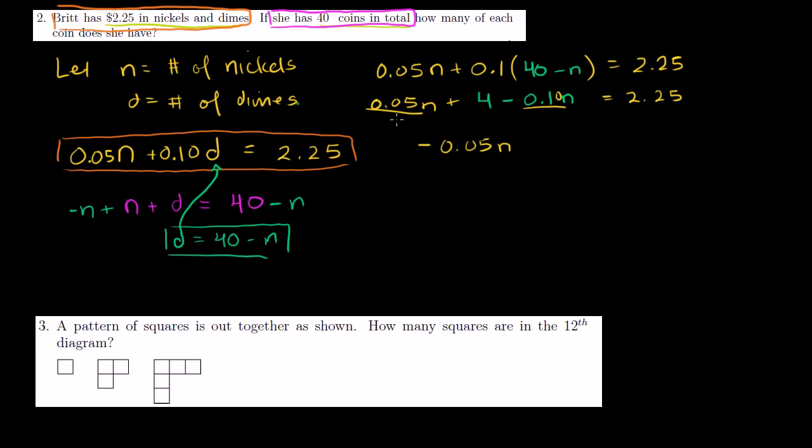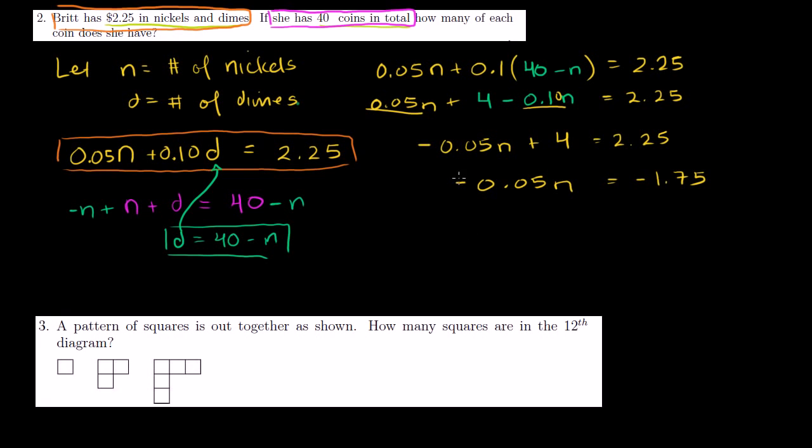0.05 minus 0.10. This is twice as big as that, so it's going to be a negative number, plus 4. So I still have that 4 is equal to $2.25. Now I can subtract 4 from both sides of this equation. I get negative 0.05n is equal to, you subtract 4 from the left, that 4 goes away. You subtract 4 over here: 2.25 minus 4 is negative 1.75.